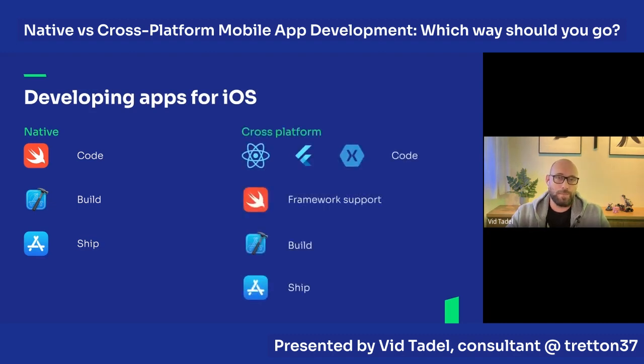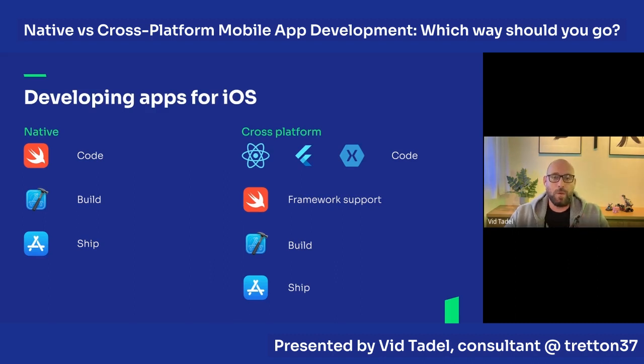The second method is known as cross-platform. It involves using a cross-platform framework such as React Native, Flutter, or Xamarin to build an app that can run on multiple platforms. It can be on iOS, on Android, and sometimes even desktop computers. Although you can use different programming languages here, you still need to use build tools from Apple to actually build and ship your application. This adds a little bit of complexity to the build process, but once you have it set up, it's pretty much a breeze.